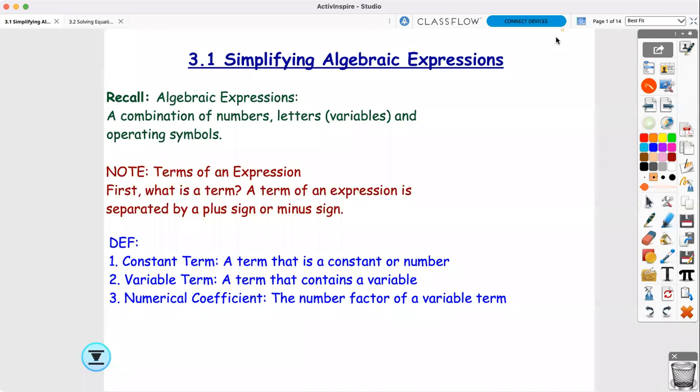All right, 3.1, guys. I'm gonna go ahead and give you guys about 3 minutes to write these definitions down.